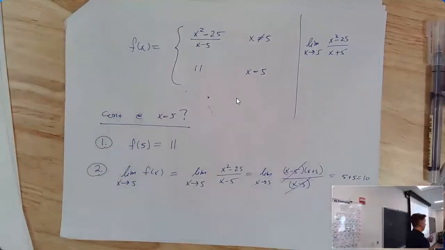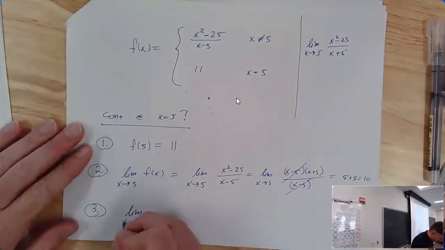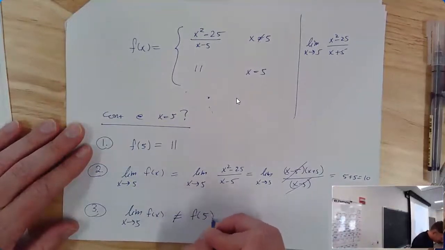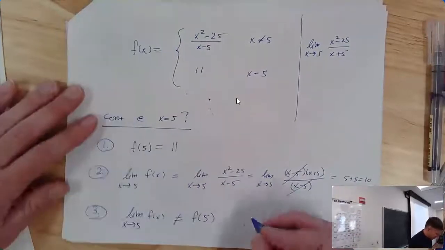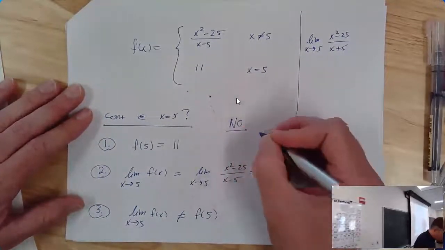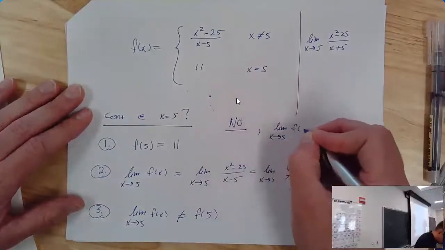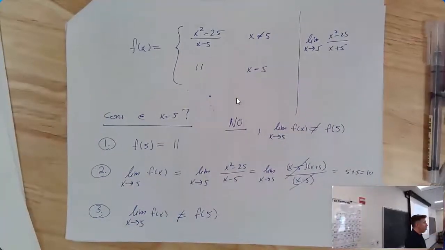Okay, so far, everything's good to go. The function exists. The limit exists. But then step 3, the limit as x approaches 5 of f of x, which is 10, does not equal f of 5, which is 11. They're not the same. So the function is not continuous. The limit as x approaches 5 of f of x does not equal f of 5. You have a point discontinuity.